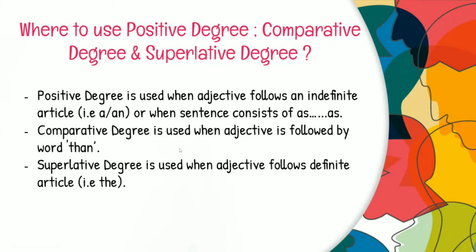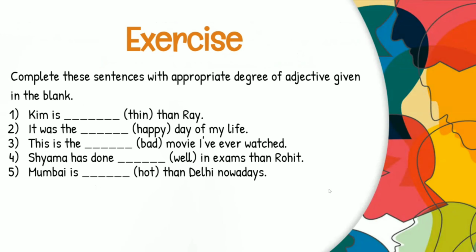Now in comparative degree, after the adjective there is than. For example, the painting is more beautiful than the embroidery, she is looking more elegant than her. In superlative degree, before the adjective there will be a definite article. Definite article is the. So it will be like, he is the tallest boy of the class, she is the most beautiful girl in this world, and etc.